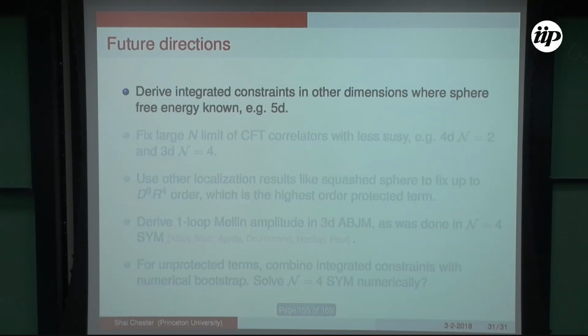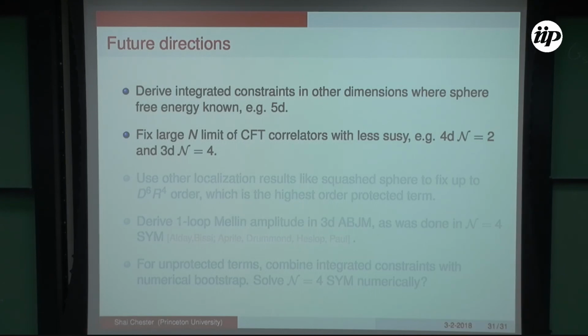Okay, so there are many future directions to these methods. First of all, we could apply it for other dimensions where the mass deformed free energy is known. So for instance, in 5D, this has been computed, and one could study correlators in holographic theories in 5D using it. Also, we could look at cases in 4D or 3D with less supersymmetry. So there's 4D N=2 theories, which have holographic duals. There's 3D N=4 theories that have holographic duals. You also know the mass deformed free energy. You could do a similar analysis in that case.